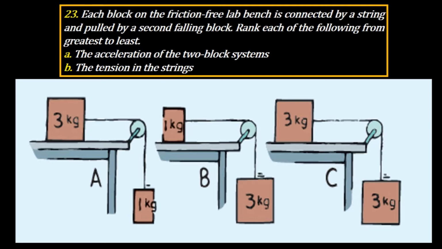It says each block on a friction-free lab bench is connected by a string and pulled by a second falling block. Rank each of the following from greatest to least: the acceleration of the two block system. In other words, the entire block system is moving. And then you want to look at the tension in the string.